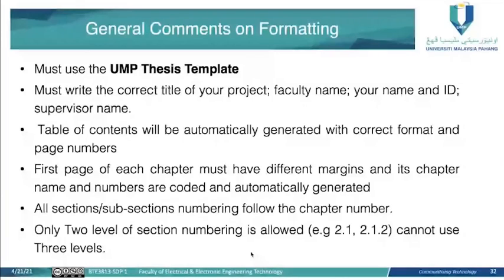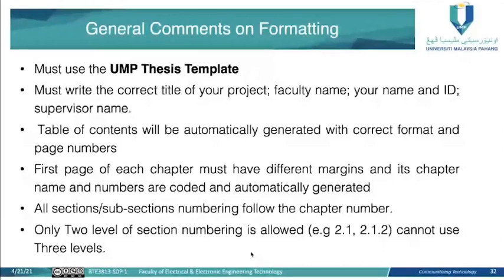Table of content of your proposal or your thesis will be automatically generated based on the UMB template. You do not need to fill up the table of content. It will be automatically generated because it's already coded into the template.